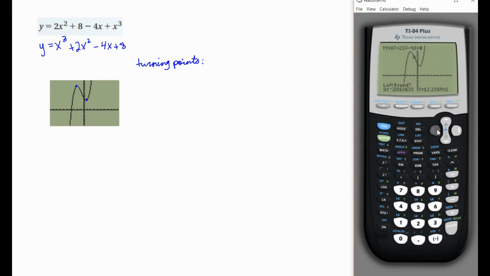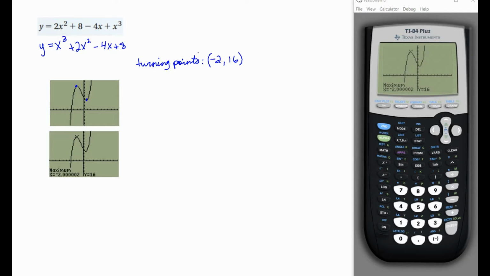And again, move your cursor to the left side. Alright, so that's to the left, enter, move it to the right side. Alright, right over there. Looking in between here, guess doesn't mean anything, just hit enter. And that's my guess. So I have a turning point at -2, 16. And as I said, in this example, we have 2 turning points.